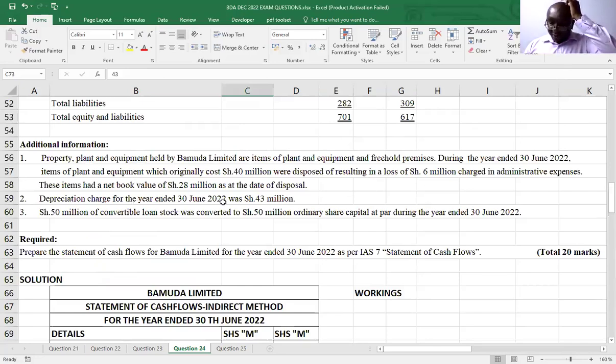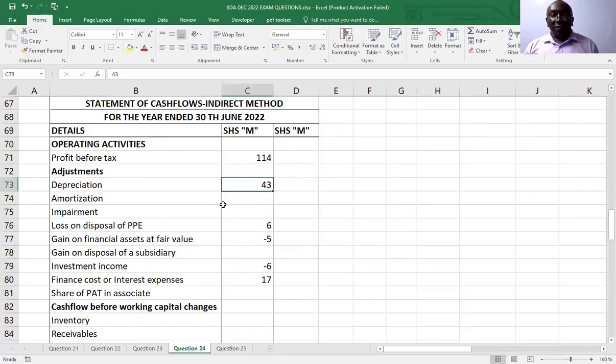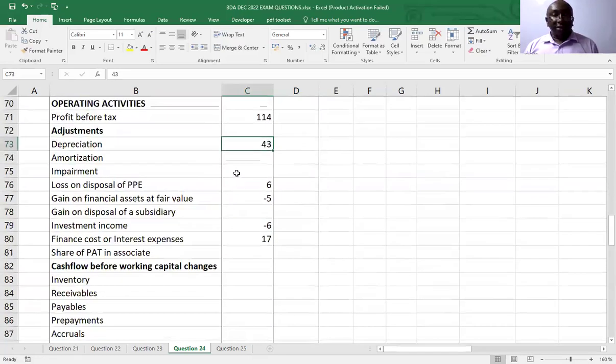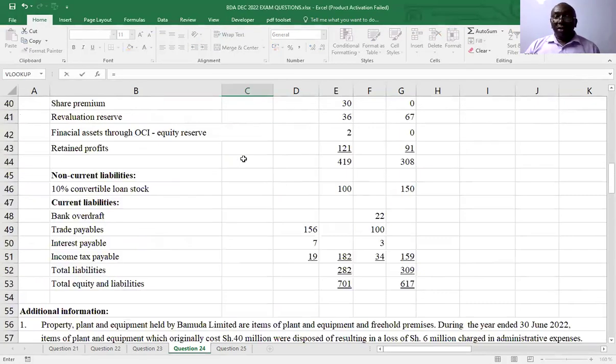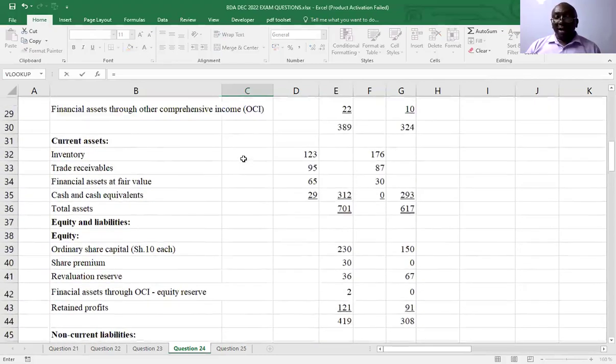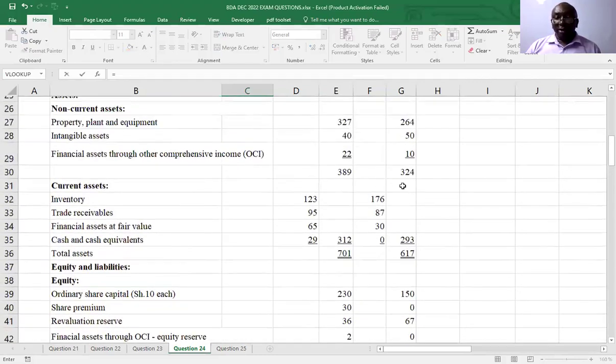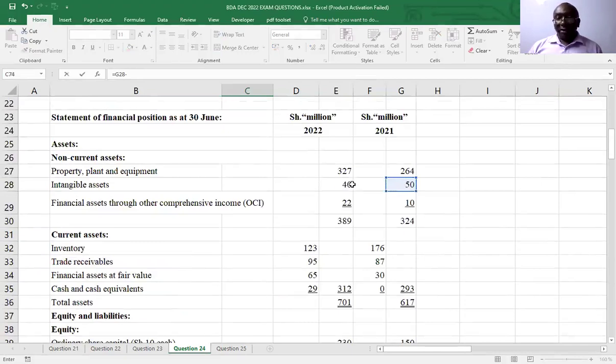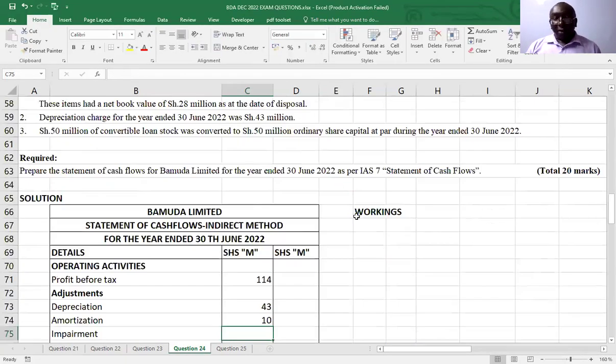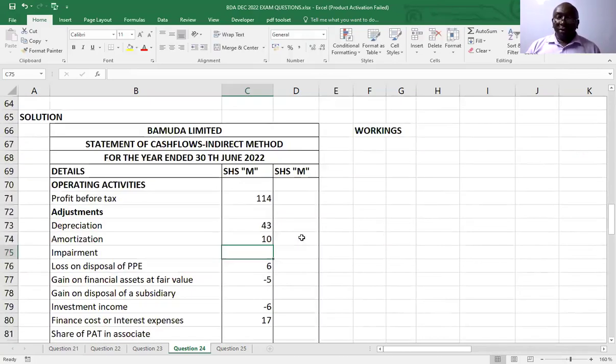Okay. So I was at the point of saying that this amortization, you can work it directly this way. Say equals, you start with this one, the opening value. Where is it? This one. You deduct this one. It comes to 10. You can do it that way.